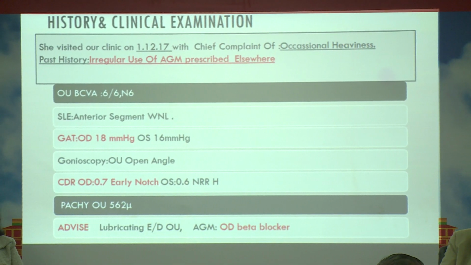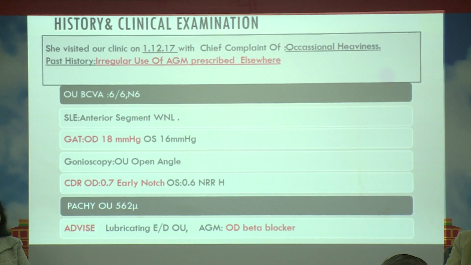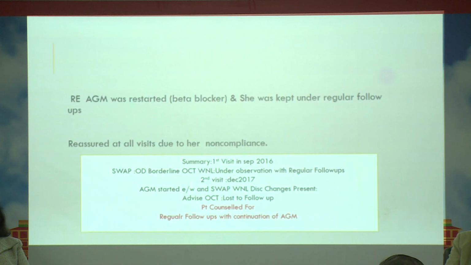By this time, the patient was on irregular use of AGM, which had been prescribed elsewhere. On examination, we could see that there was a notch in the right eye, which was a slope initially. So we restarted the patient on a beta blocker, along with a lubricating eye drop, and the patient was asked to review again in the clinic.